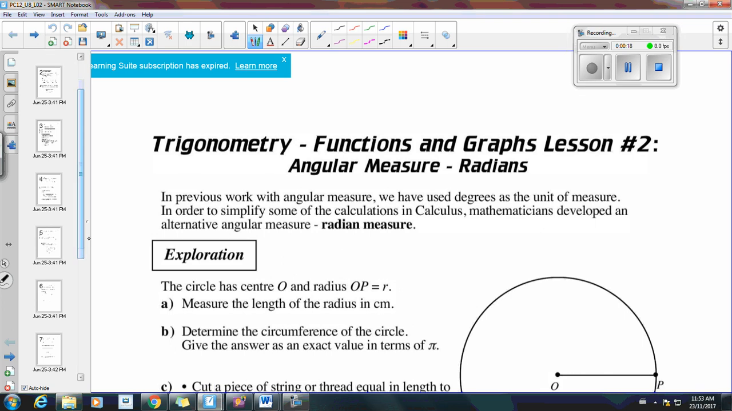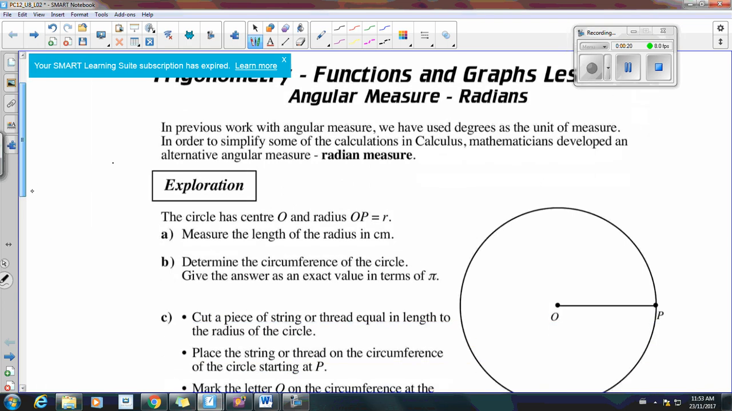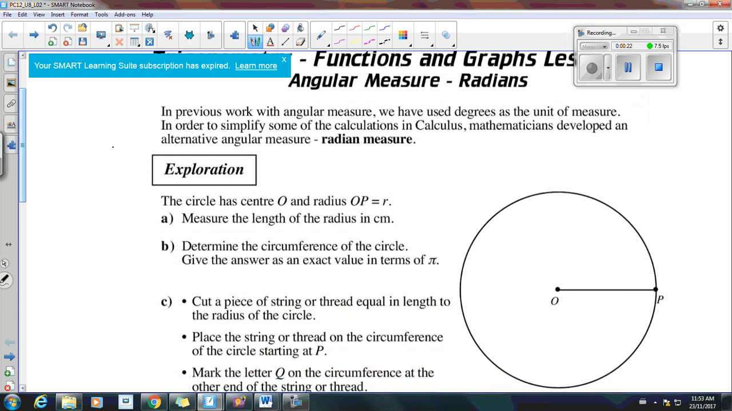So what it means to measure angle in radians is we're really figuring out how many radiuses go along the circle to get to our angle. So if this is my angle, the measure in radians is figuring out how many radiuses fit right here.